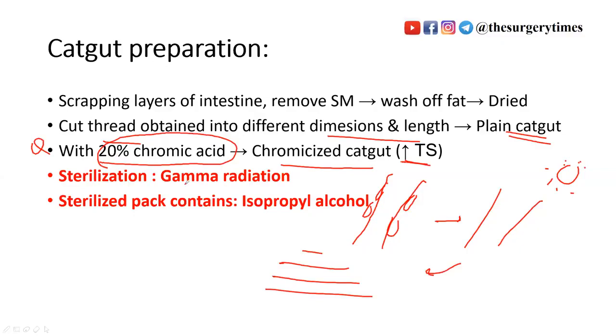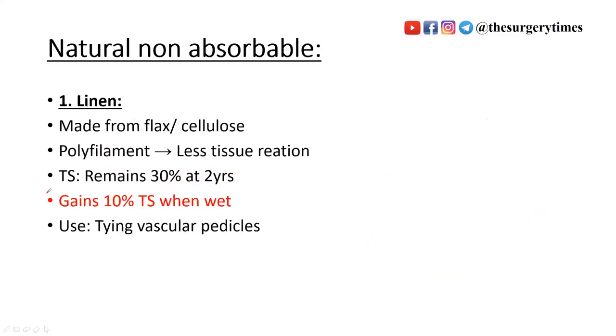And sterilization, you should remember, came many times in exam, that is gamma radiation. And the sterilized packing fluid contains isopropyl alcohol. These are two different questions. The sterilization is by gamma radiation, but the sterilized packing fluid contains isopropyl alcohol in case of catgut. Now natural non-absorbable. Absorbable is over, and now natural non-absorbable.